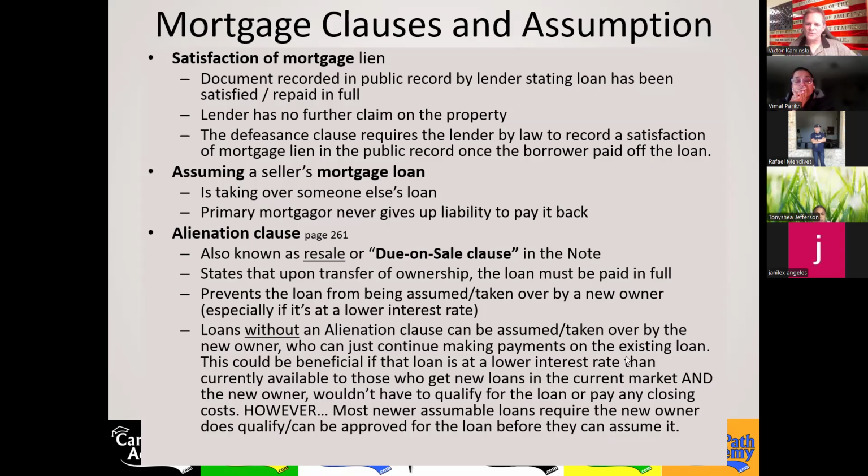So there are still loans in existence out there that are assumable. Like most FHA and VA loans are assumable loans. So they don't have an alienation clause in them. Or the alienation clause says that the loan can be assumed. It's just that the new borrower needs to qualify for it. But they don't have to pay any loan origination fees or appraisal fees or application fees or any nonsense like that.